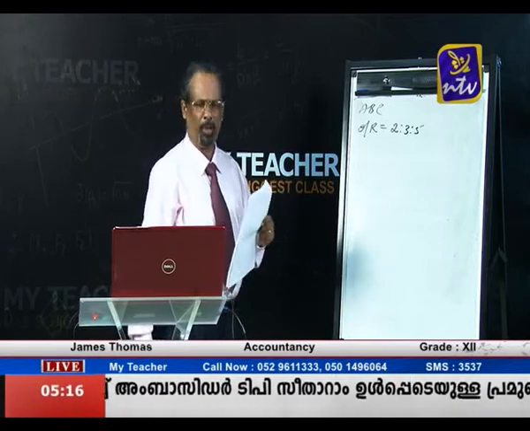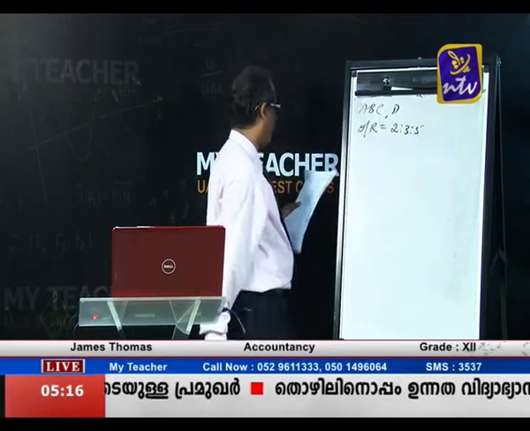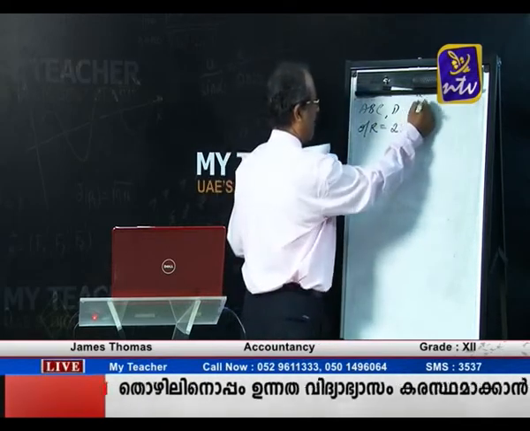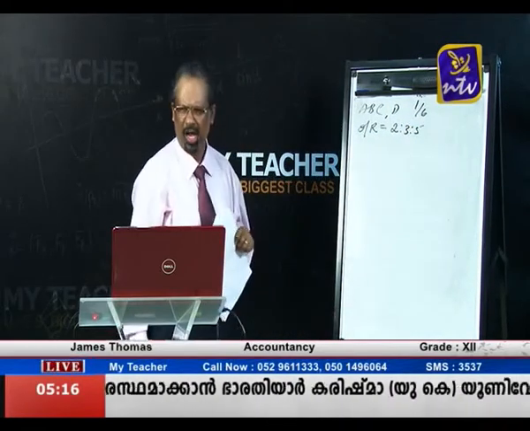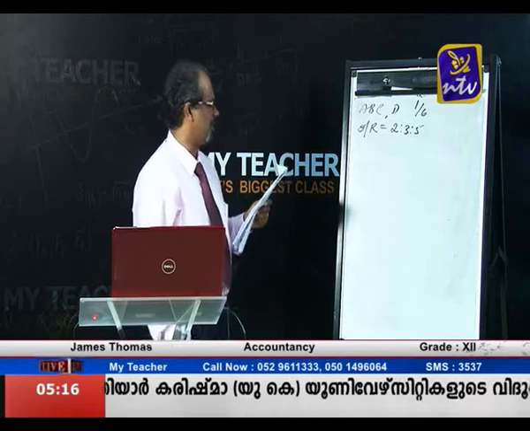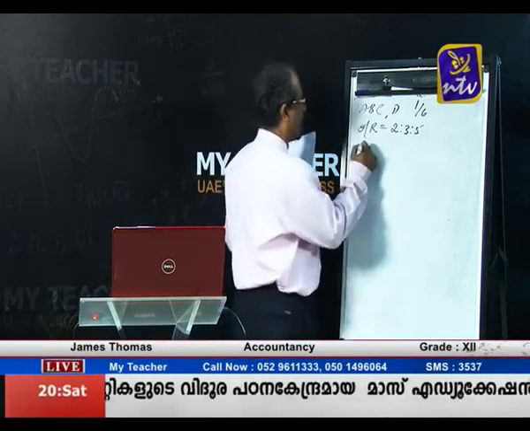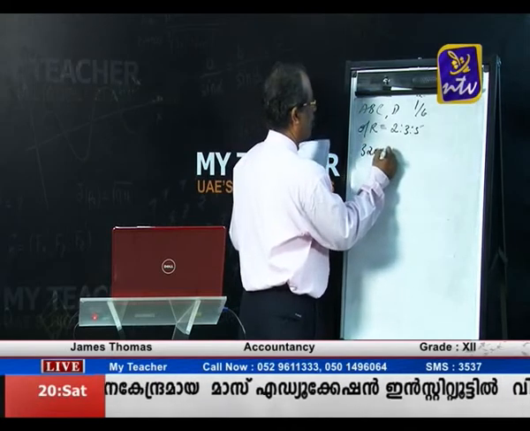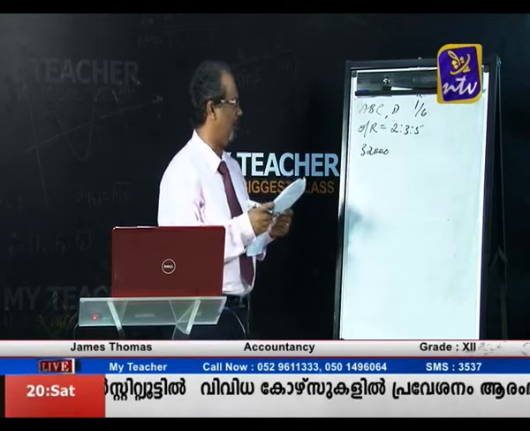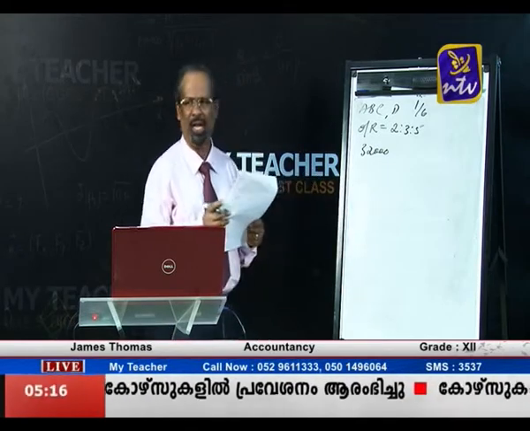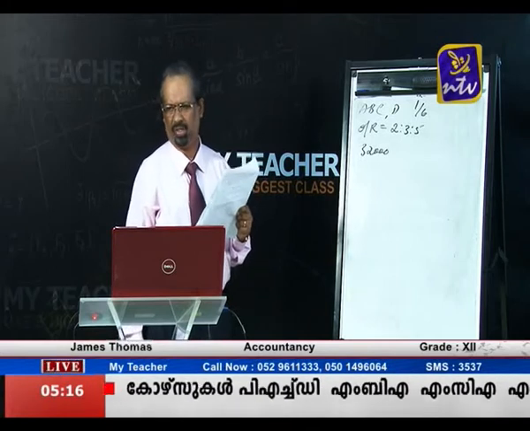They are going to appoint a new partner D for a 1/6 share in future profits. The new partner's capital is 32,000, and on the basis of this new partner's capital, they are going to rearrange the capital of the other partners.